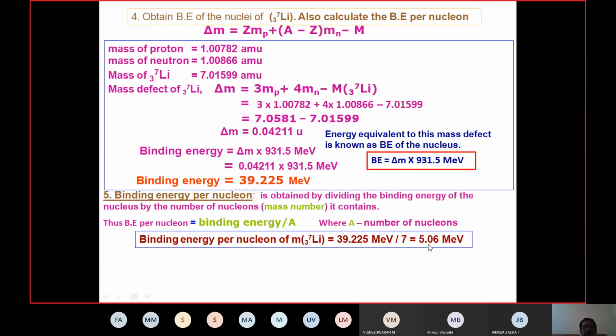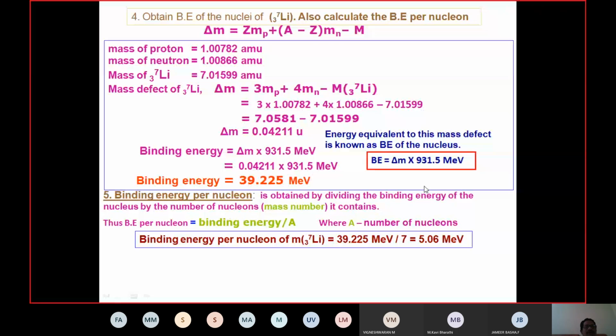So this is 5.06 mega electron volt for the binding energy per nucleon of lithium. Now you understood how to calculate the binding energy of the given nuclei, and also learned about the binding energy per nucleon.